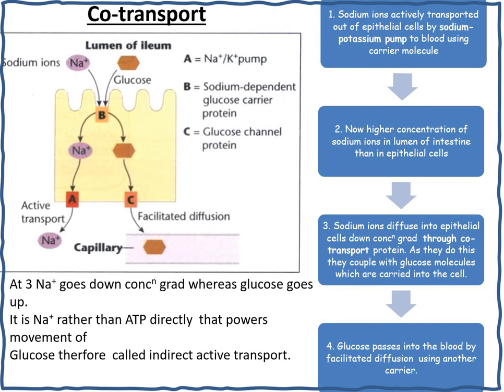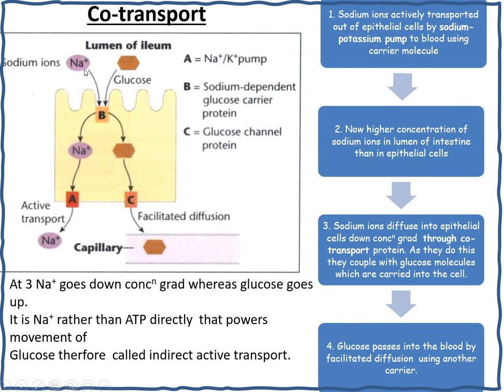So now looking at co-transport in the lumen of the ileum, the first thing that happens is sodium ions are actively transported out of the epithelial cells into the blood. And as that happens, it's going from a low to high concentration. It means there's now a really low concentration of sodium left in the epithelial cell. It's lower than the concentration of sodium in the lumen. So there's a high concentration of sodium here and a low concentration in the epithelial cell.